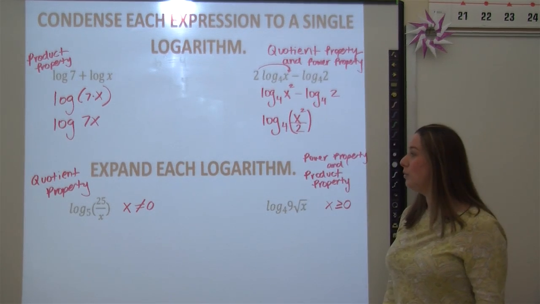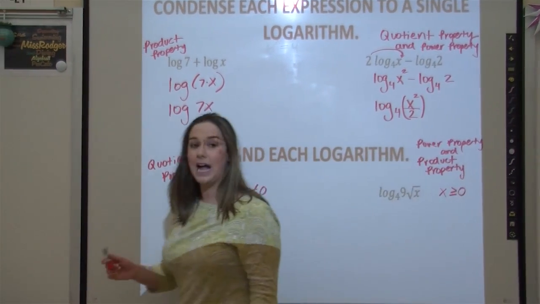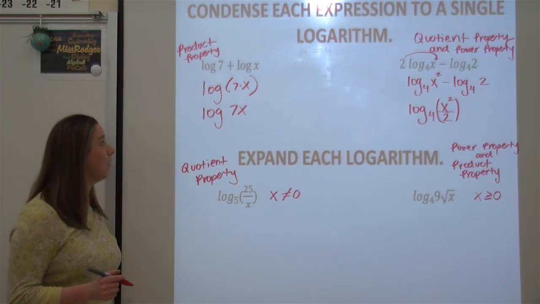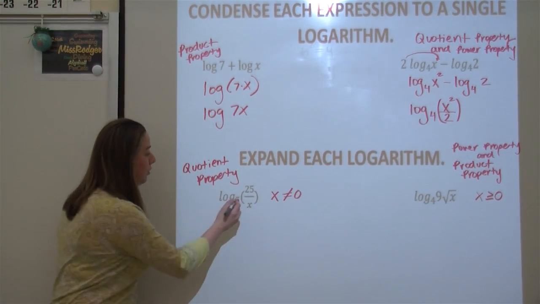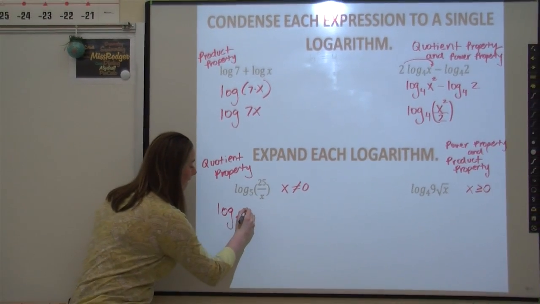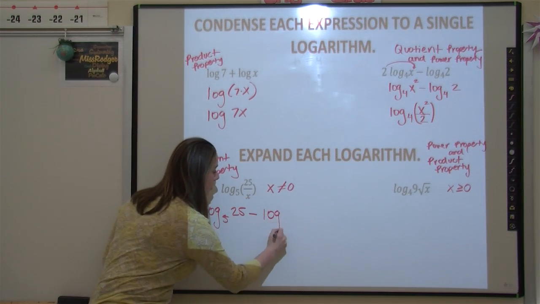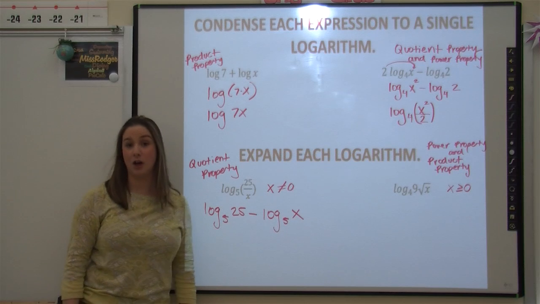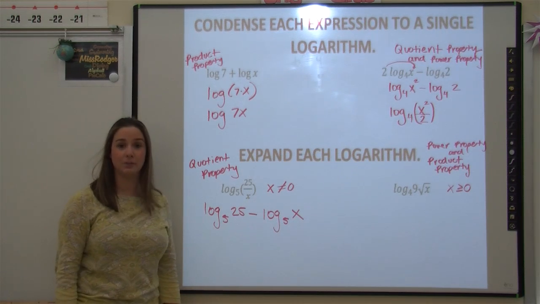For the last two, we want to expand each logarithm. So if I think about this, I want to use the quotient property. Eventually, you're going to get more and more comfortable determining which property you're going to be using. So I'm going to think about this as log base 5 of 25 minus log base 5 of x. And here I'm going to assume x cannot equal 0. So this would be the expansion for this problem.